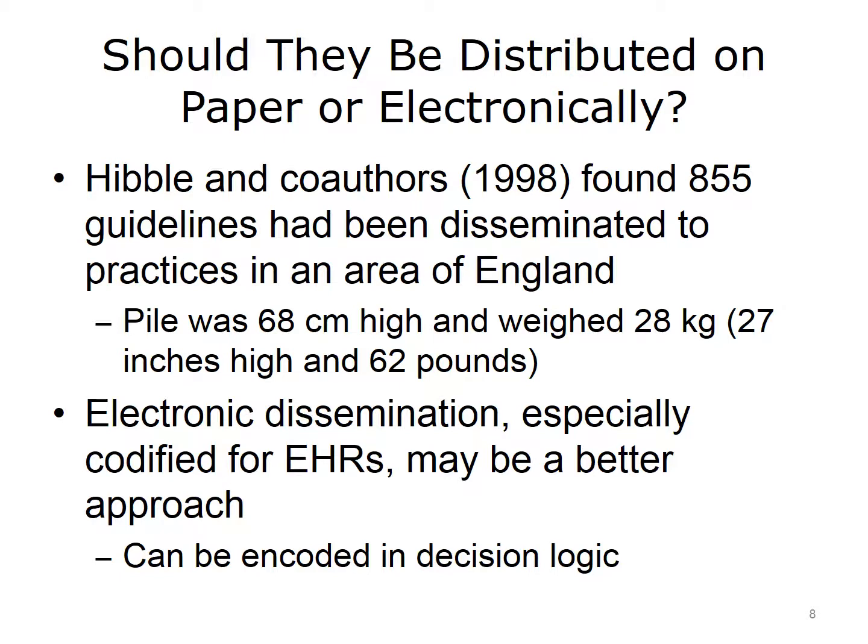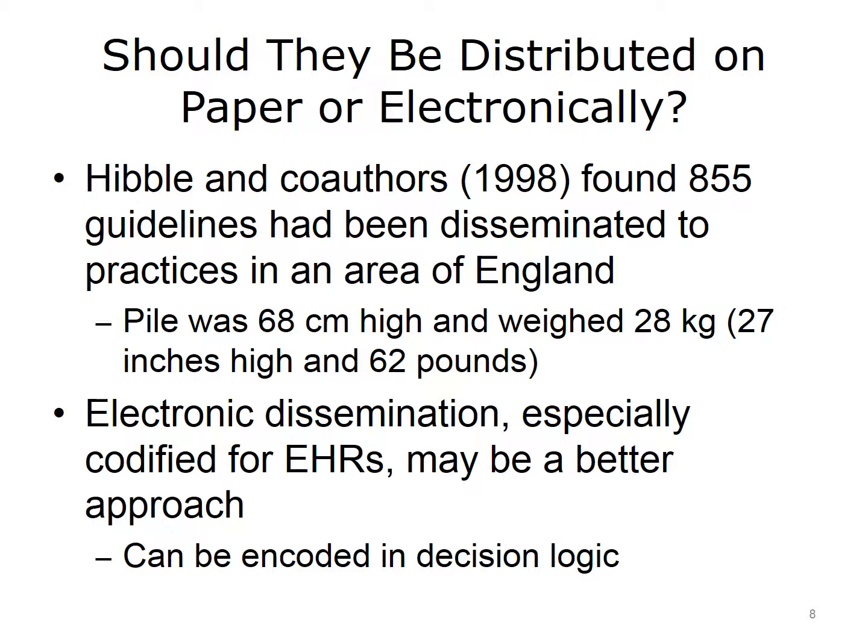They found that each practice received 855 guidelines, some a page or two long, some bound in booklet form, some in folders. When the guidelines were stacked, the pile was 68 centimeters high and weighed 28 kilograms, or 27 inches high and weighing 62 pounds. Clearly, it's a challenge to use any particular guideline when it's one among hundreds in a 2-foot stack, and you aren't sure whether it's just a sheet of paper or a spiral-bound booklet.